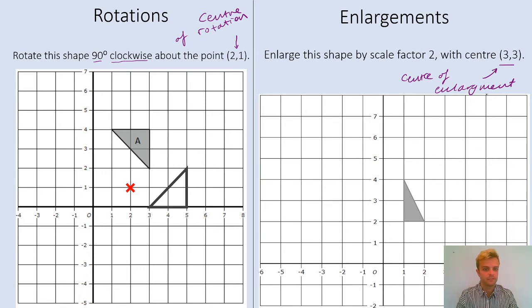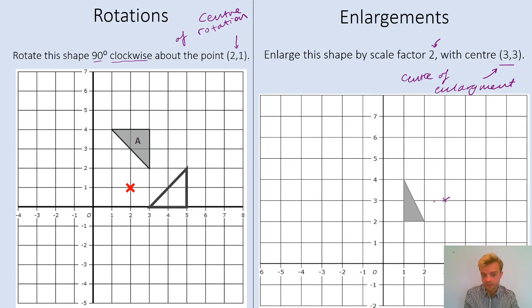So we've got that as a piece of information, and we've got the scale factor. Now, a scale factor of 2 means that our new shape is going to be twice as big as the old one. So instead of being 1 square wide, it's going to end up being 2 squares wide. Instead of being 2 squares high, it's going to end up being 4 squares high. Now, our center of enlargement, 3, 3, is here.